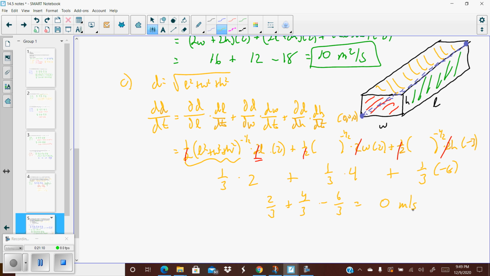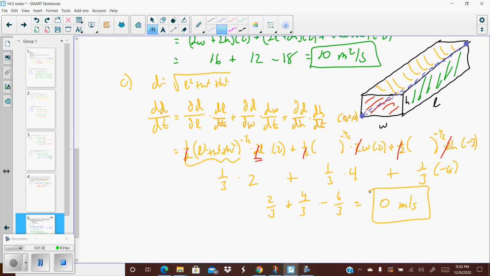So what that says is that I guess the length, the width, and the height are all changing in such a way that the diagonal actually isn't changing at all. The length of the diagonal is staying the same, even though the box is changing. But that's because 2 of the pieces are expanding, the other one is shrinking, so the diagonal could stay the same. That's a pretty interesting result.